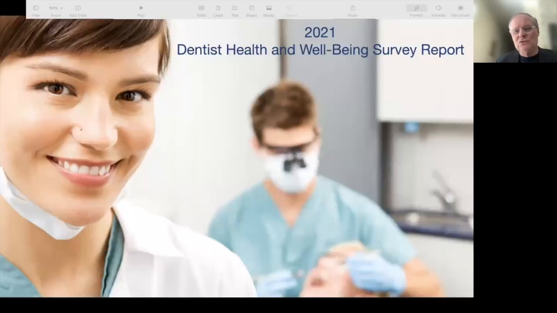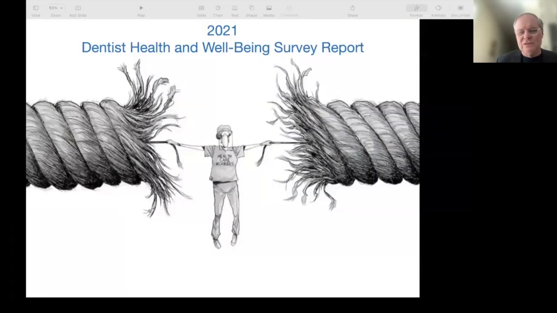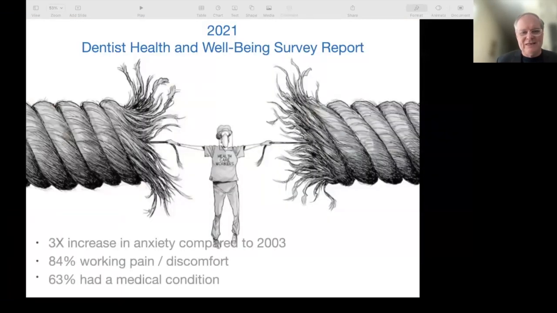Now, fast forwarding to 2021, similar results, more mental health issues in dentists under 40. But the thing that was really emphasized here was that of dentists under 40, only about 47% actually knew that there was a well-being program for dentists, like the Michigan program or the North Carolina program. So there was a big effort to try to change that. The survey also showed a 3 times increase in anxiety as compared to the 2003 survey.